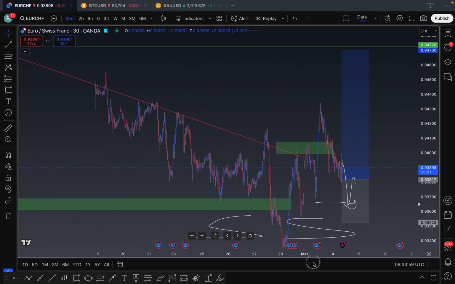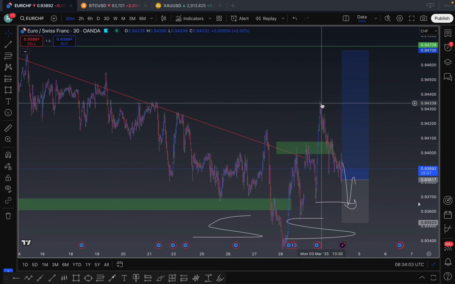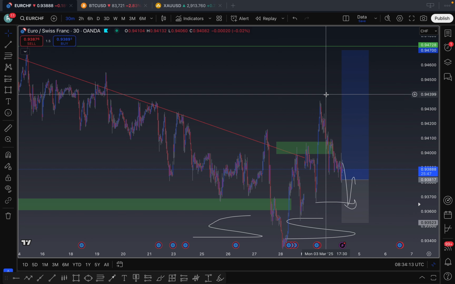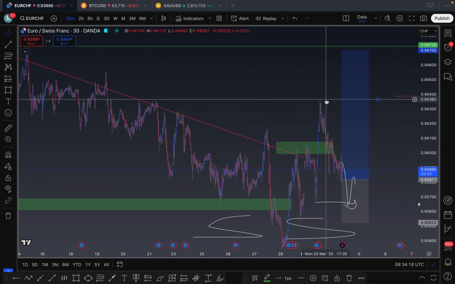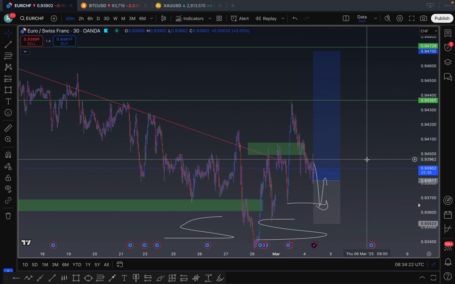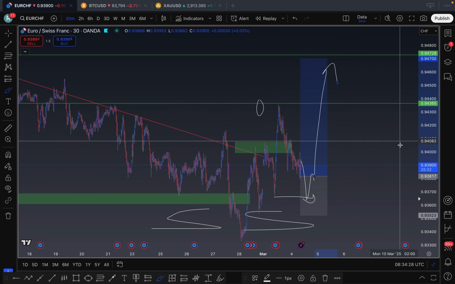So let's have a look what I'm going to be targeting here. You can see, look at this high, it created a lot of tops right there. So I can target this one right there. You know what? I'll target this one right here. So around the 0.94400. So right there, I'm going to start managing this trade if it makes it up into here. And then I'm going to let the rest run into my 1 to 3 risk to reward ratio. So again, partials here and letting the rest run into my 1 to 3 risk to reward ratio.